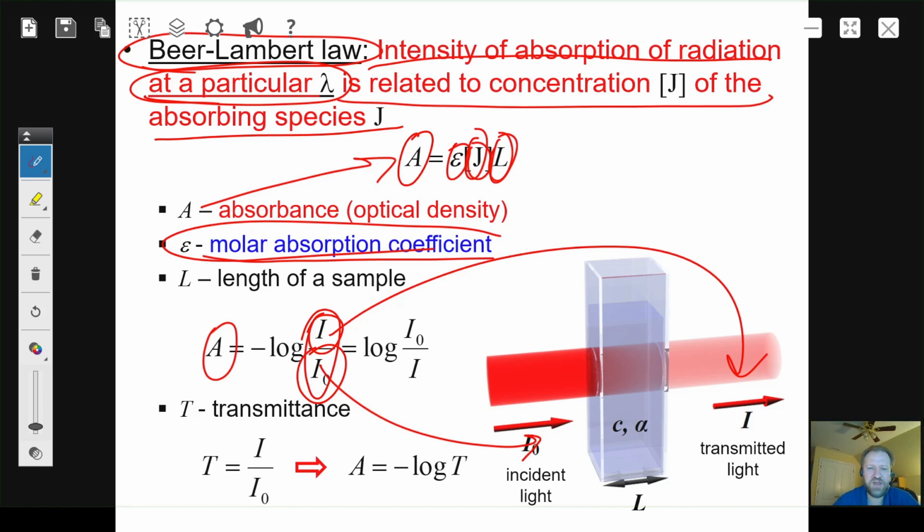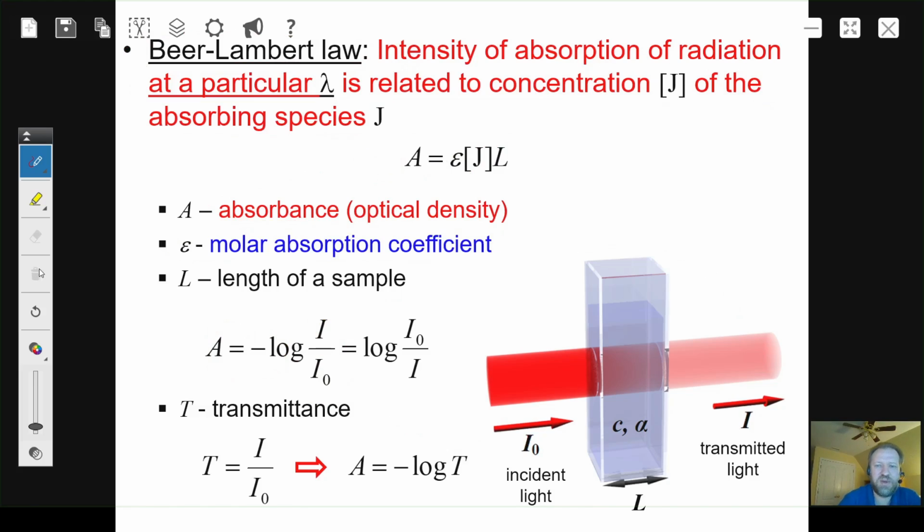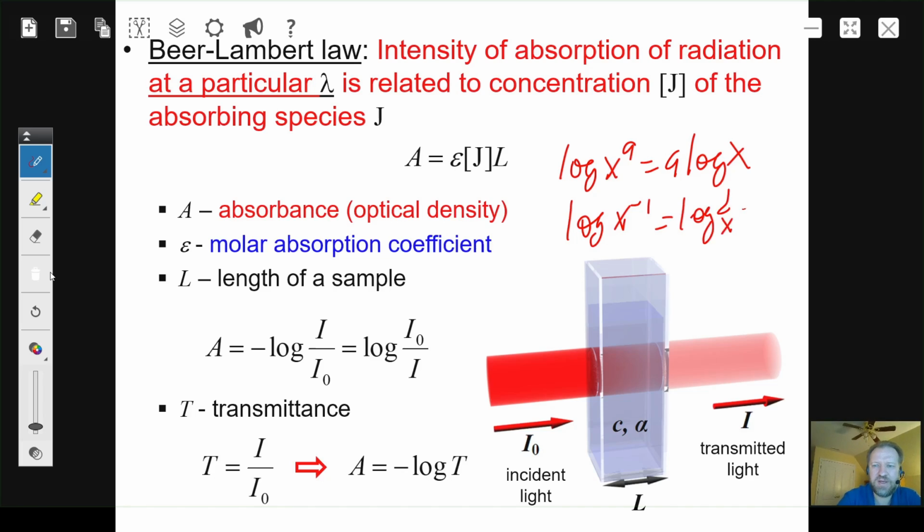Again, a reminder that the expectation is that the intensity of the transmitted beam is smaller than that of the incident beam. That means the ratio here is less than 1. A log of a ratio of something less than 1 is negative. Negative times negative is positive. Now, of course, using the logarithmic identity, log of x to the power of a is a times log of x. So if we have log x to the power of minus 1, which is log 1 over x, it gives us minus log of x.